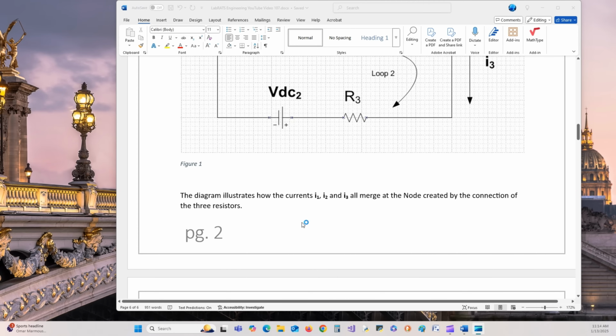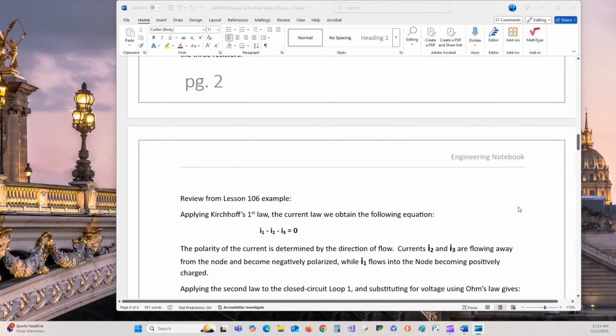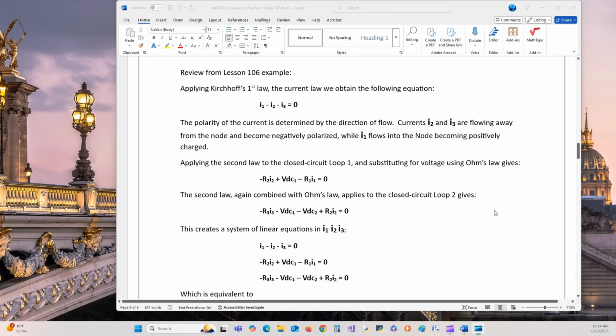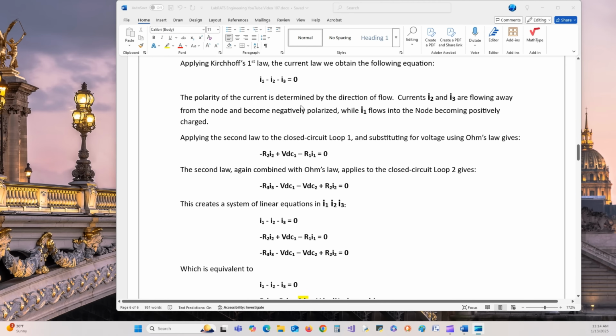The diagram illustrates how the currents I2 and I3 all merge at the node created by the connection of the three resistors, as you can see. Reviewing from lesson 106, the previous lesson, applying Kirchhoff's first law, the current law, we obtain the following equation: I1 minus I2 minus I3 equals zero. This is important. The polarity of the current is determined by the direction of the flow. Currents I2 and I3 are flowing from the node and become negatively polarized, while I1 flows into the node and becomes positively polarized.